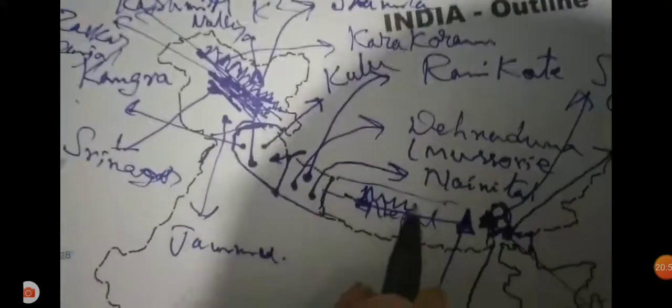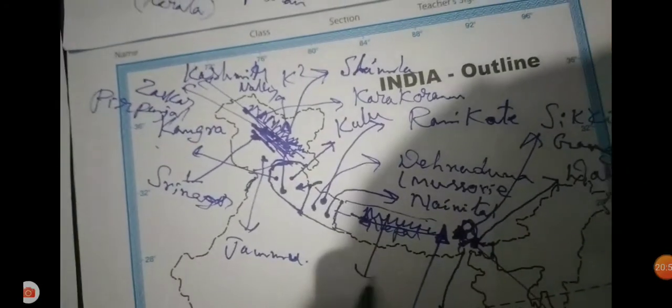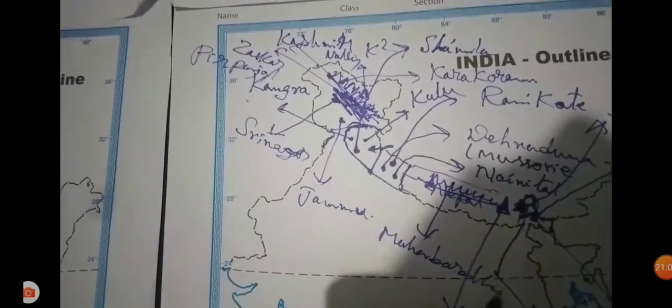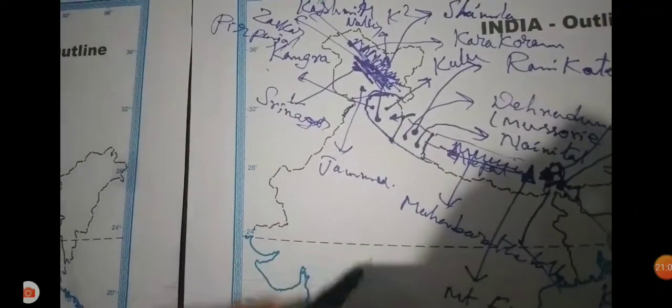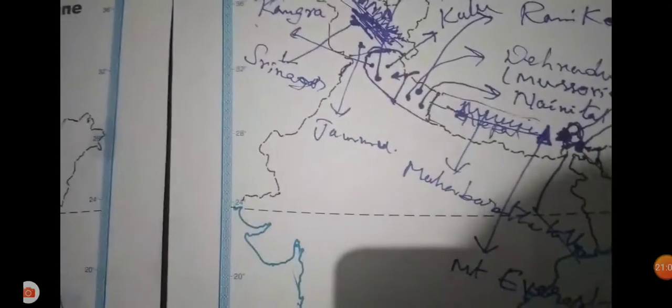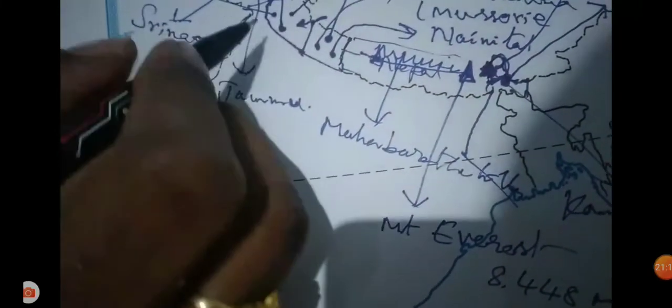In the Lesser Himalayas, they are called the Mahabharata mountains. The Mahabharata and Pir Panjal mountains. The Mahabharata hills are exactly in the middle of the mountain ranges of Nepal.